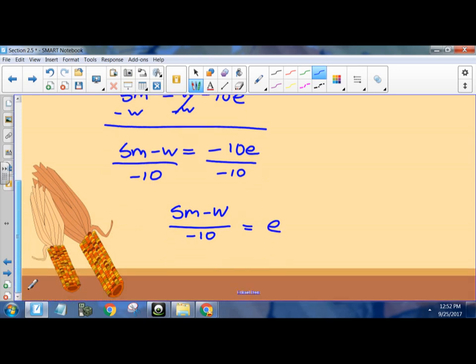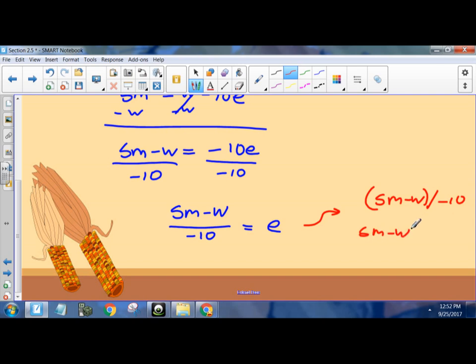So if you were to have to enter this into Formative, you need to be very careful, right? So you want to drop the E equals part, and you want to enter SM minus W divided by negative 10. But you have to be cautious and use parentheses because all of SM minus W needs to be divided by negative 10, not just the negative W needs to be divided by negative 10. So the use of parentheses here is key.